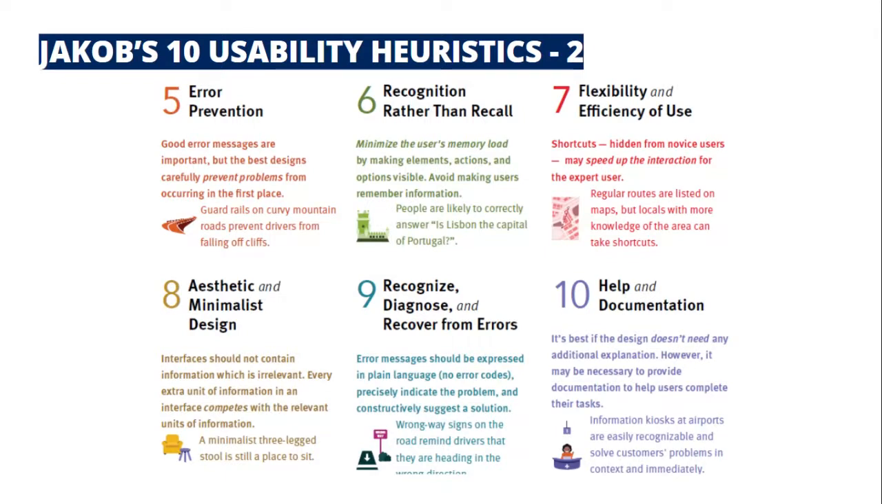Eighth principle is aesthetic and minimalist design. I will say you as a designer are probably the one you'll be focusing on the most, and you're probably going to use that one often. But is it aesthetically appealing? And minimalist design, but let's not confuse minimalist design with white space. Minimalist design means that the interface should not contain information which is irrelevant. So what is on screen is relevant for me at this moment. Every extra unit of information in an interface competes with the relevant units of information.